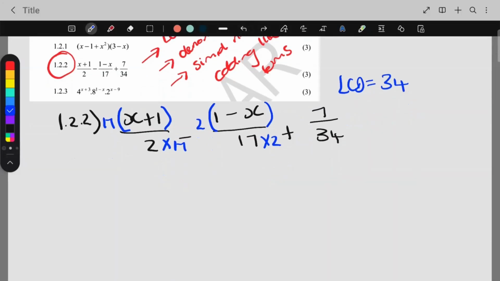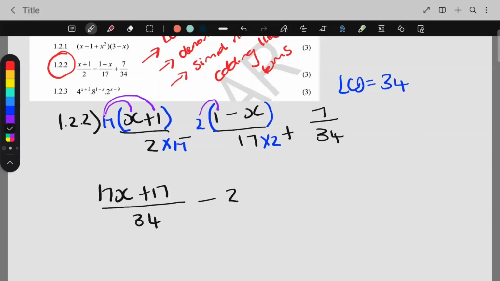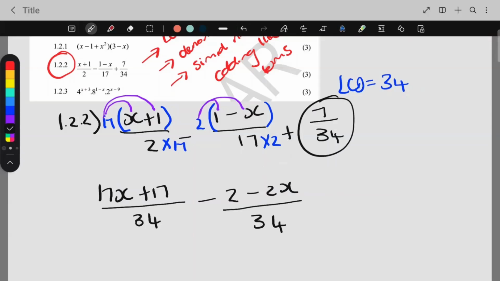Okay, so we're going to multiply, eh? I'm going to say 17 times x is 17x. And 17 times 1 is plus 17. And this is over this now. That is now 34. Minus. Then I'm going to say 2 times 1 is 2. And then 2 times negative x is negative 2x. Over 34. Okay, this is 34. And then this stays the same, eh? So plus 7 over 34.